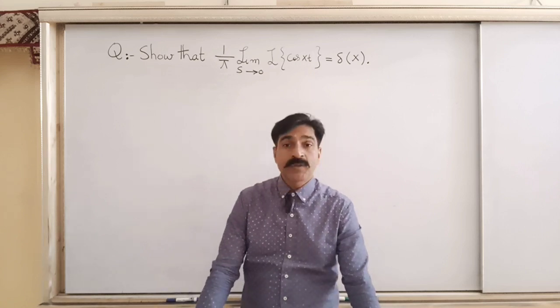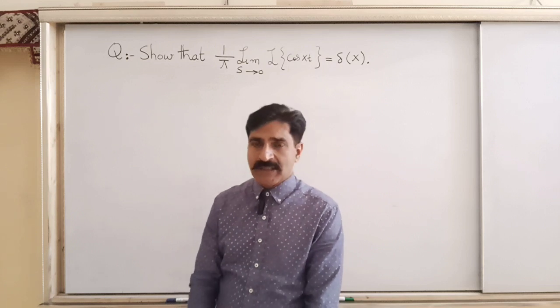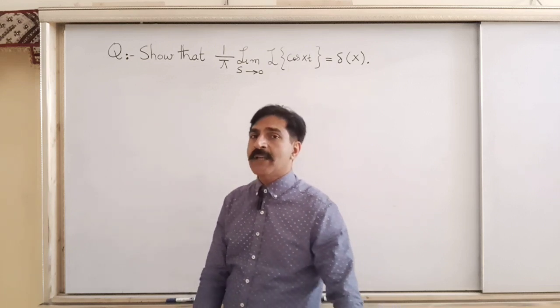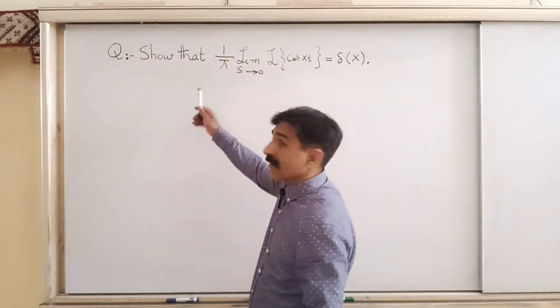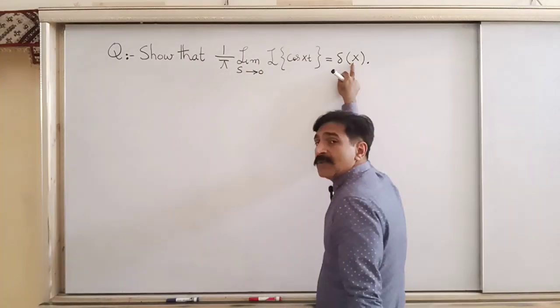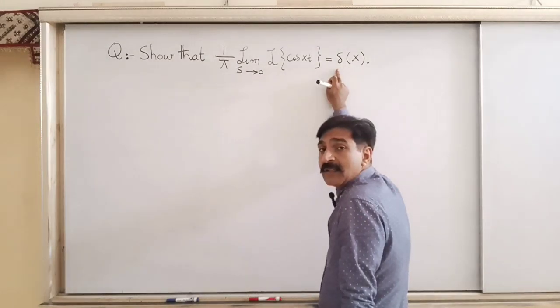Today we are going to take up a problem on Laplace transform which involves the Dirac delta function, and this problem needs to be read very carefully. Only then you will be able to find the solution. So let's start. Show that this limit is equal to delta x. This delta x is the Dirac delta function, right?